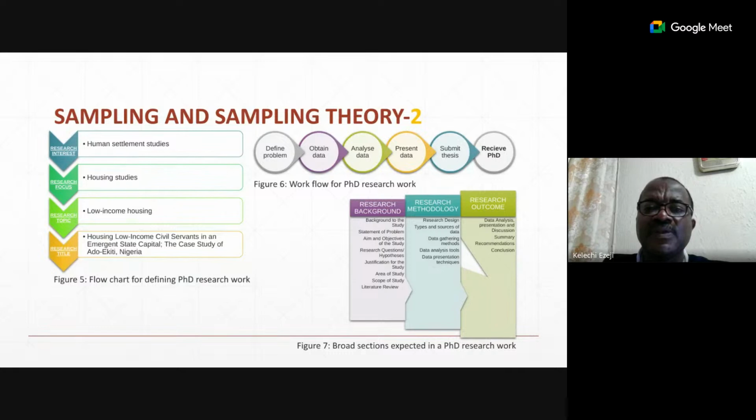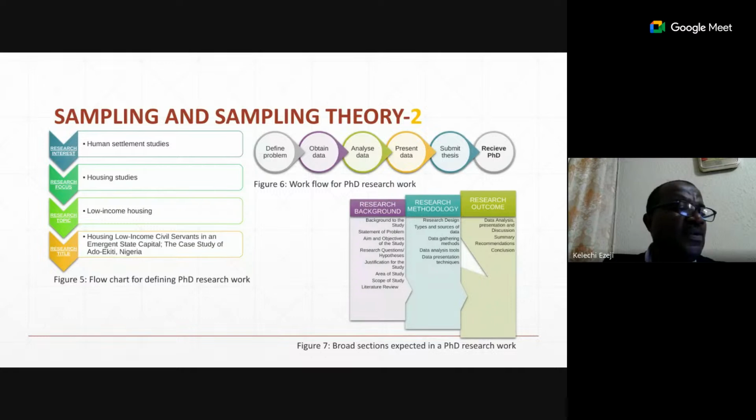It's about solving a particular problem. You can't solve all the problems, but you must come to the point where you clarify exactly what aspect your own research will hope to solve through the PhD program. So whichever area it is, broad as it may be, you must break it down from research interest to research focus, research topic to research title.